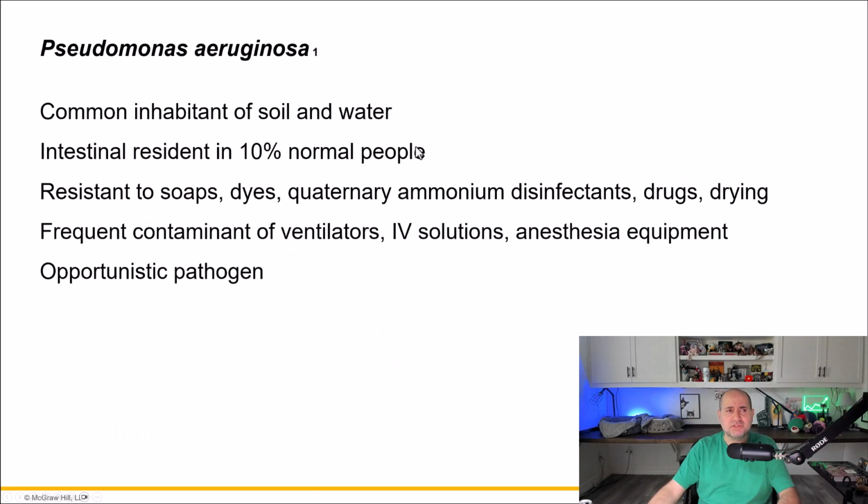All right, starting off with Pseudomonas aeruginosa, we learned about this particular species. You should know that this is found in soil and water, though it is also an intestinal microbiota. You should know that this particular species is very resistant to soaps, dyes, quaternary ammonium compounds, drugs, drying out. And so that makes it an opportunistic pathogen, specifically at the clinic, right? It's a nosocomial infection that can be picked up from equipment that has not been cleaned properly.